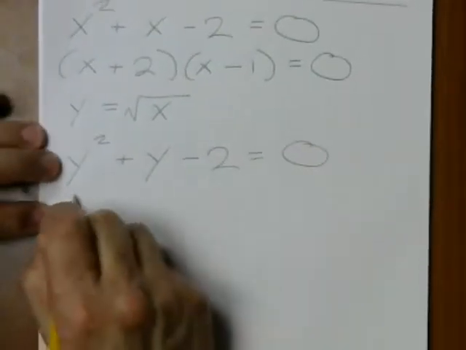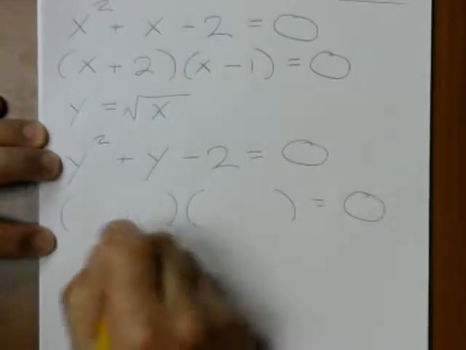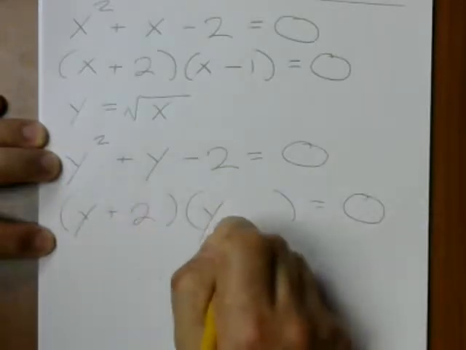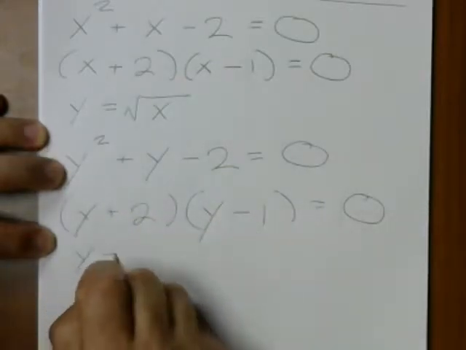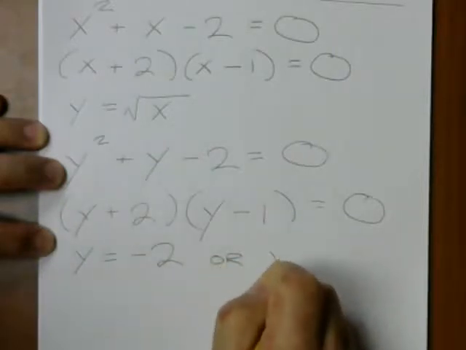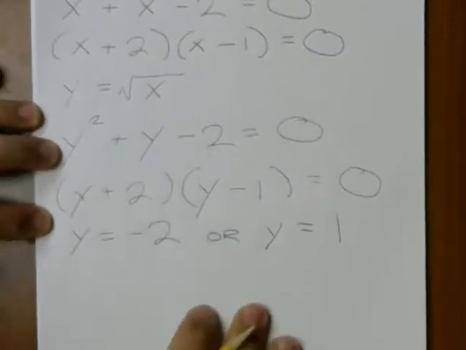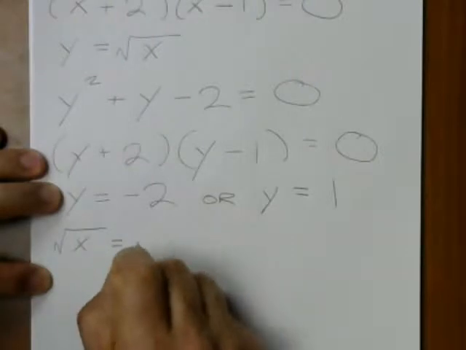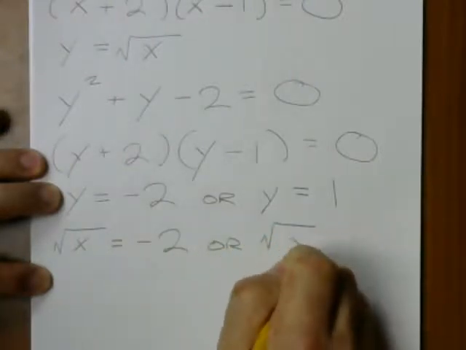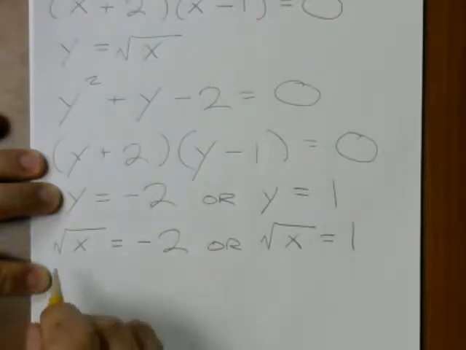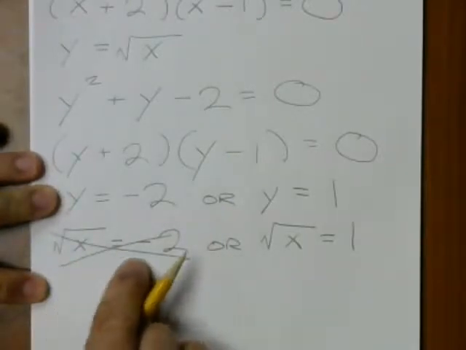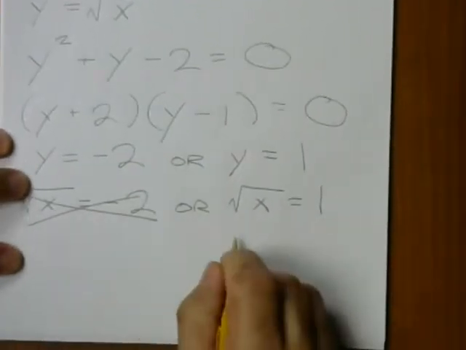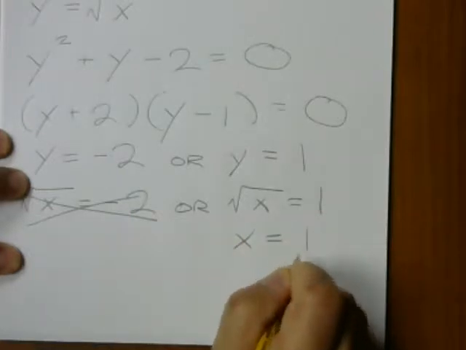By setting y to root x, I now have y squared plus y minus 2. I can factor this just like I could if it was an expression in x, and I get y plus 2, y minus 1, so I know y equals negative 2, or y equals 1. Given that y happens to be root x, I have root x equals minus 2, or root x equals 1. Well, I'm not going to get a negative out of my square root, so what I have is this. I can now square both sides, and I get x equals 1.